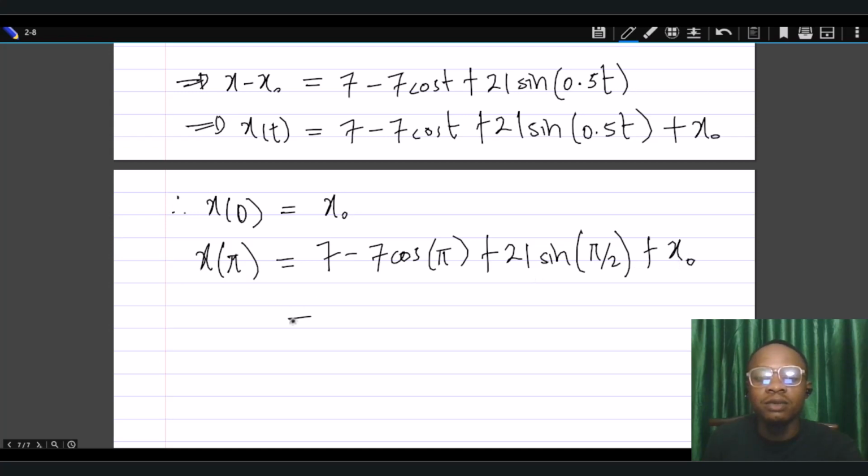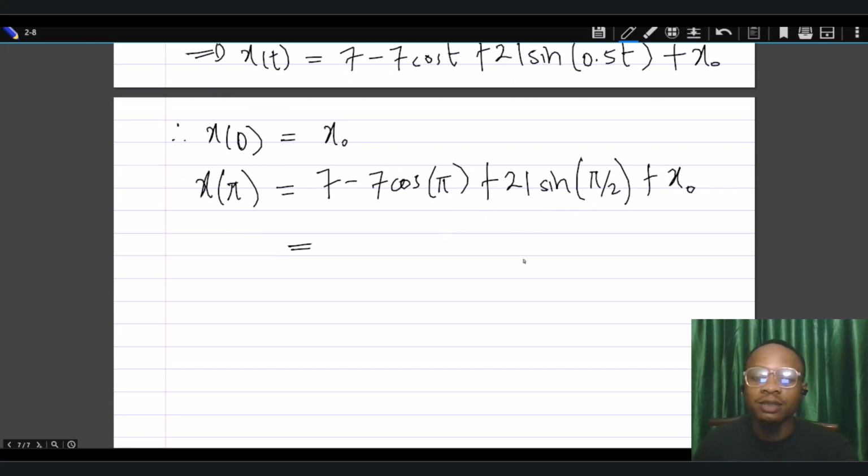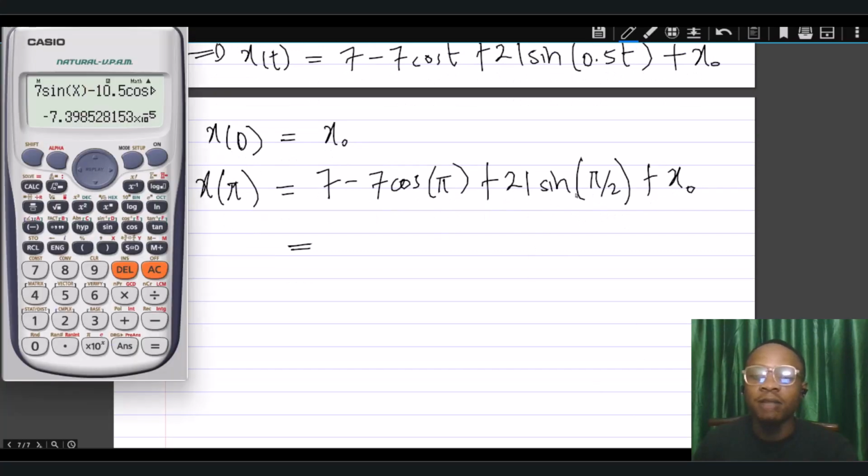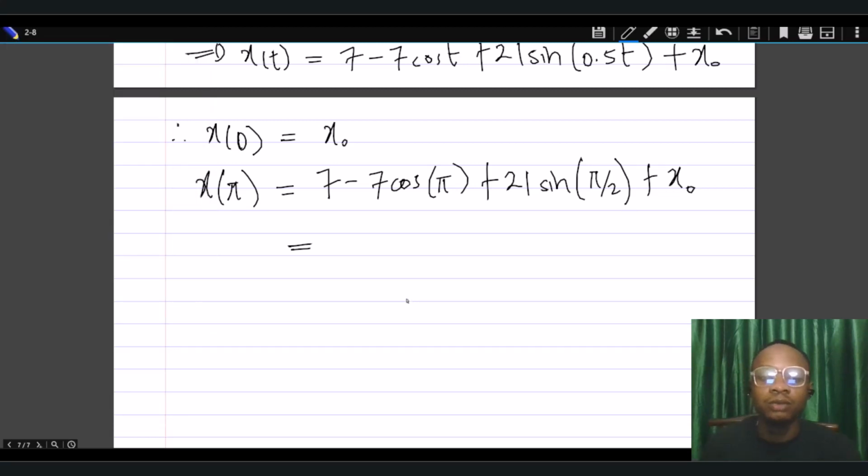So what is cos pi? That should be minus 1. Sine pi over 2, that's sine 90, which is 1. We got that earlier anyway, but just for confirmation, cos pi is minus 1. So this will be 7 plus 7. Then sine pi over 2, that's sine 90, which gives us 1, okay? So we're good to go.